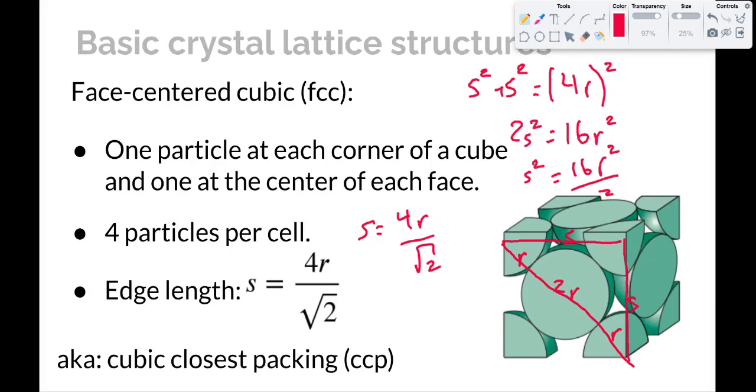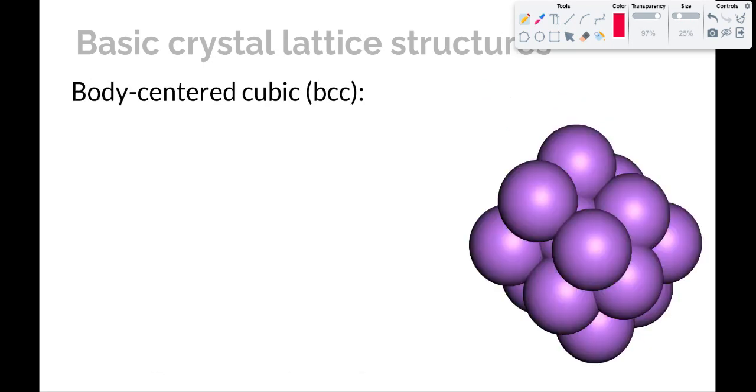Another name often used for the face-centered cubic is cubic closest packing, or CCP. It's called that because this is as close as particles can get shoved into each other in this structure. And this is actually a fairly common structure. The third one that we're going to look at is something called a body-centered cubic, or BCC.